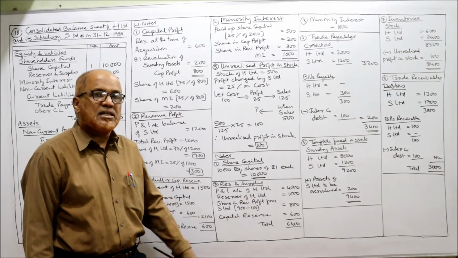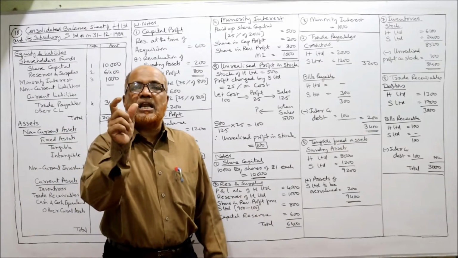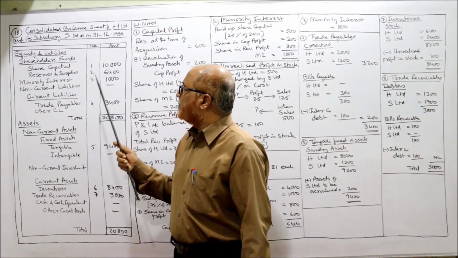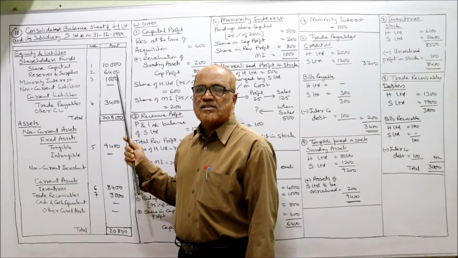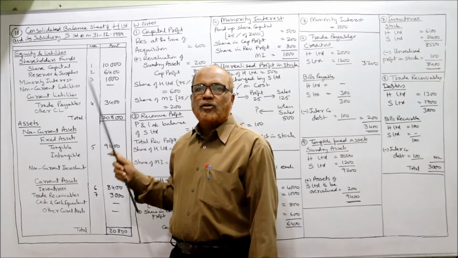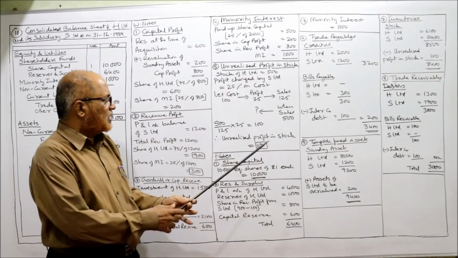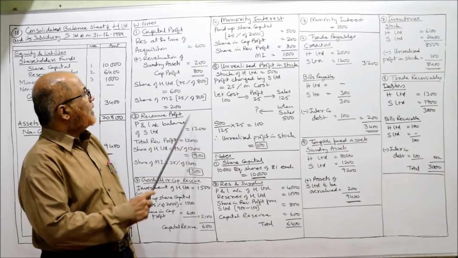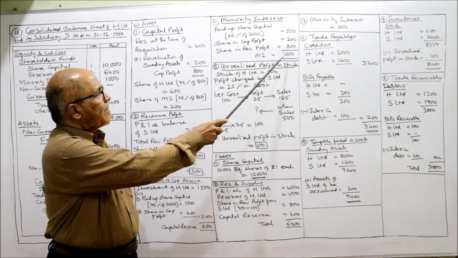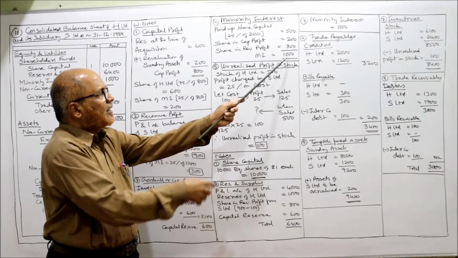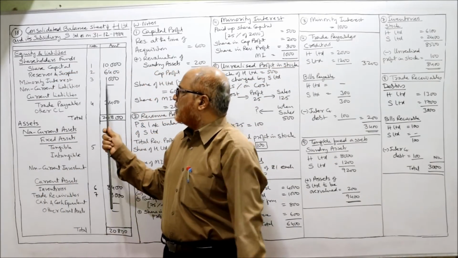Now totally 6,400 is the reserves and surplus. You can see here 6,400 reserves and surplus. Note number 3, minority interest. No need to calculate. Already we have calculated minority interest 1,000. Here it is. Where is that minority interest? Here. Already we have calculated 1,000 minority interest. We have taken minority interest.